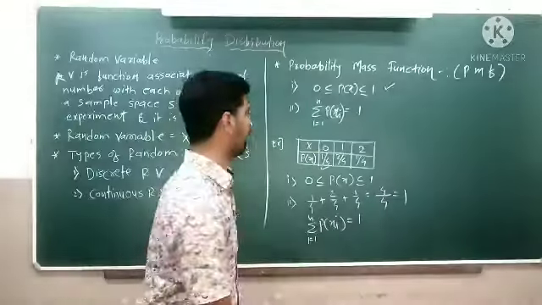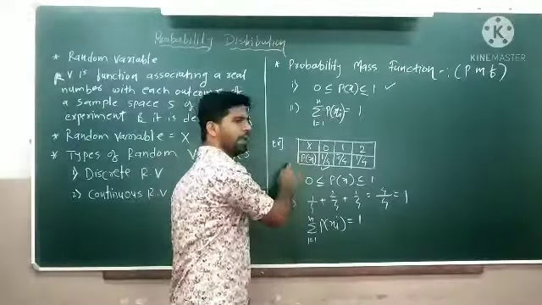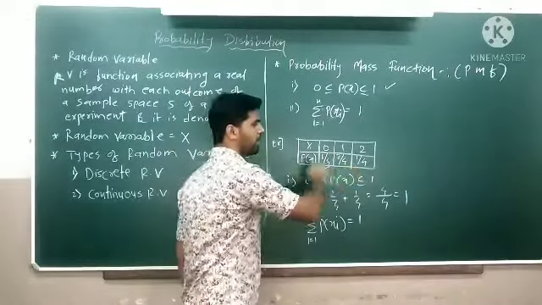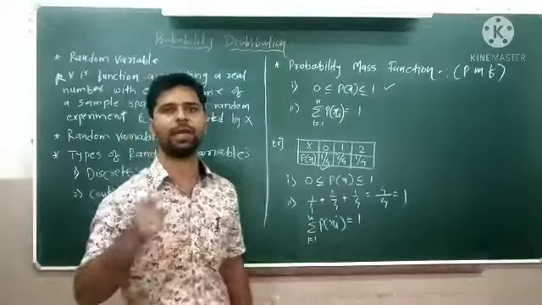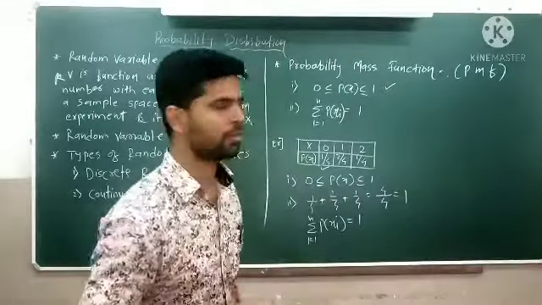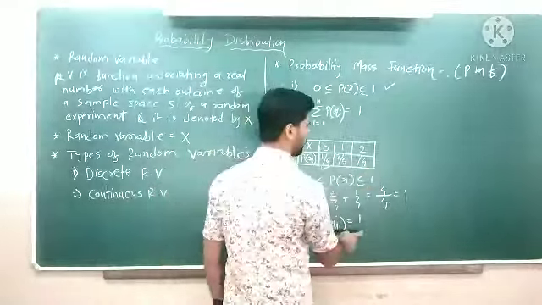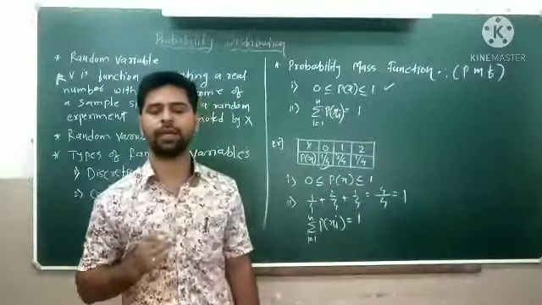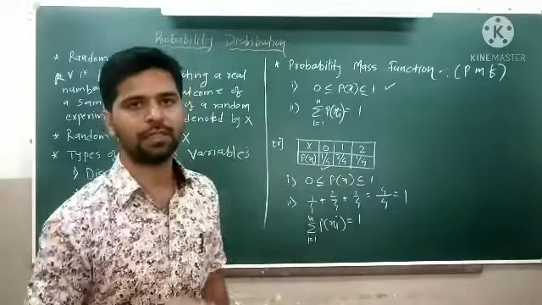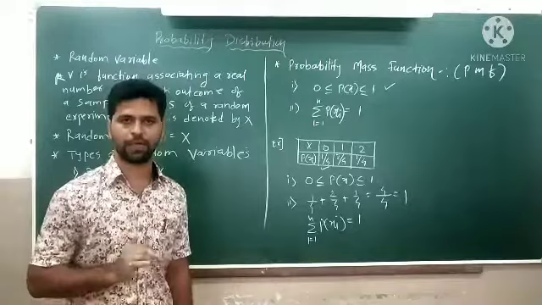So the given function is a probability distribution. Because we have distributed the probability, that's why it is known as distribution of probability. So the sum of all probability becomes 1. So we can conclude that the given function is a probability mass function.